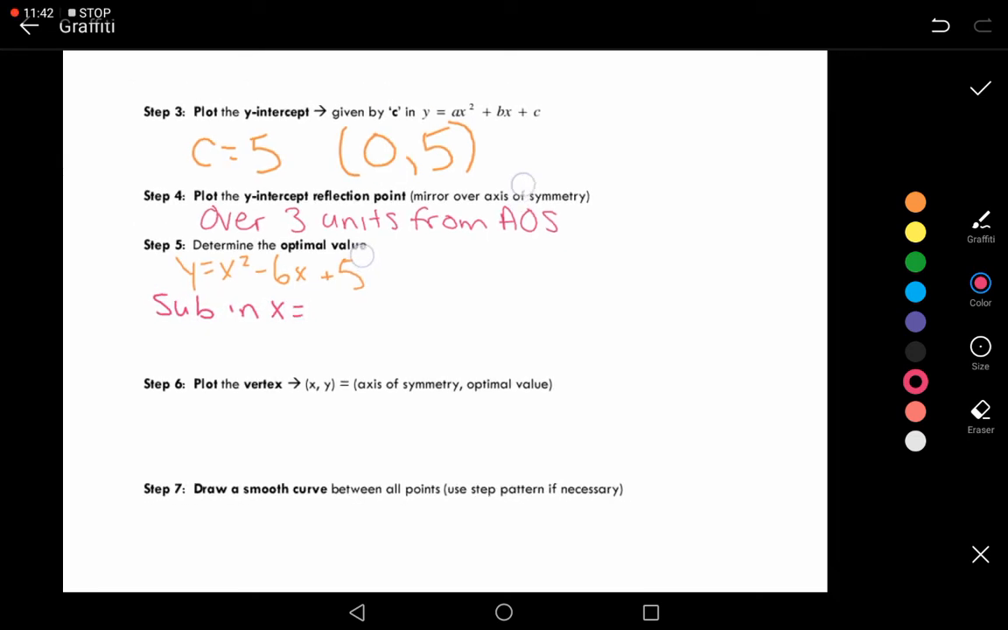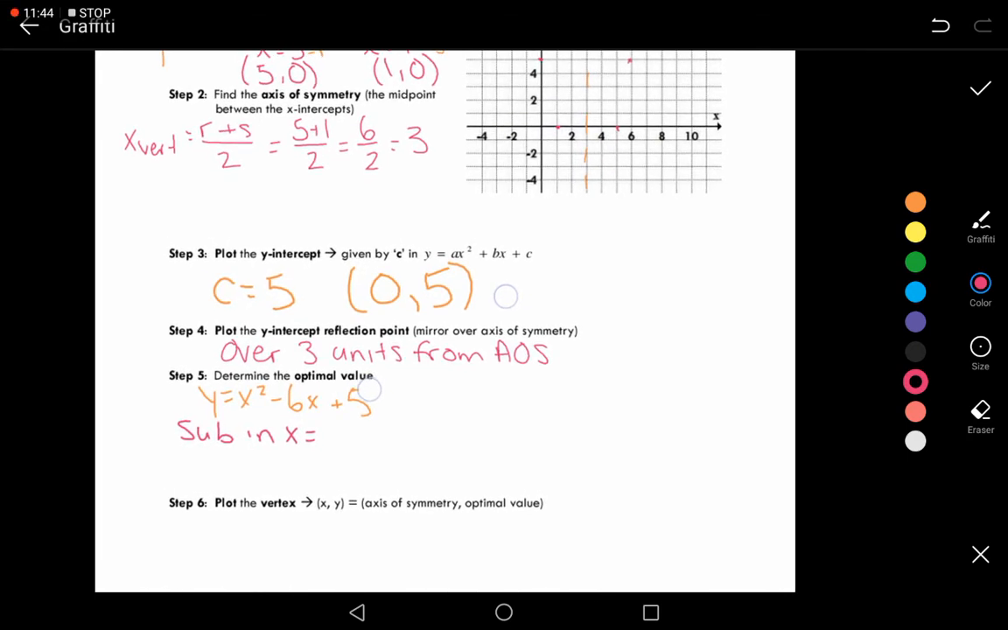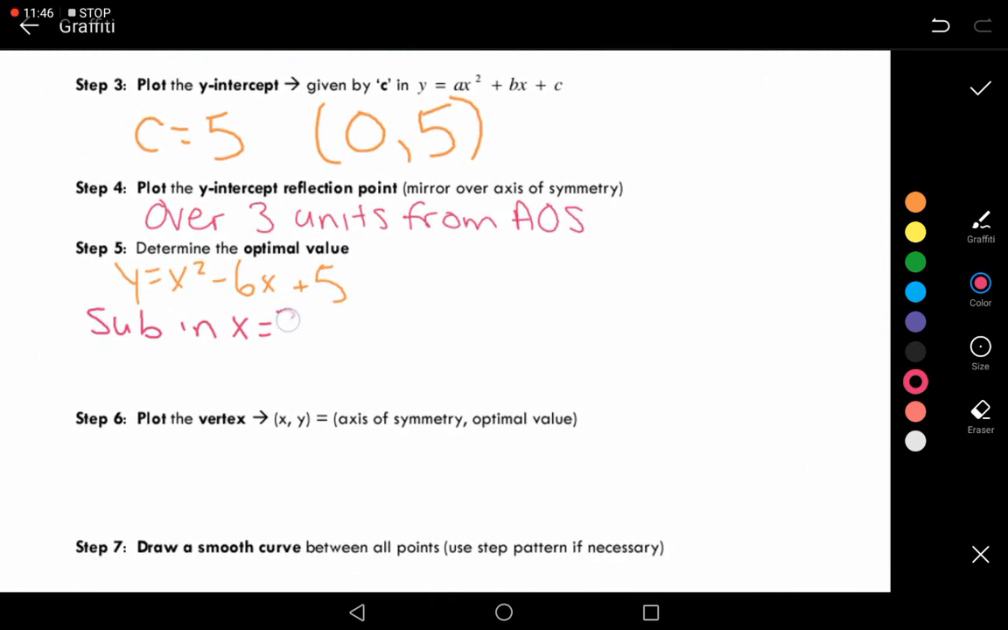x equals, what did we figure out? 3, right? x equals 3, and that is your axis of symmetry. So I replace x with 3. Okay, so that was my first step: sub in the axis of symmetry for x. Step 2, solve for y.